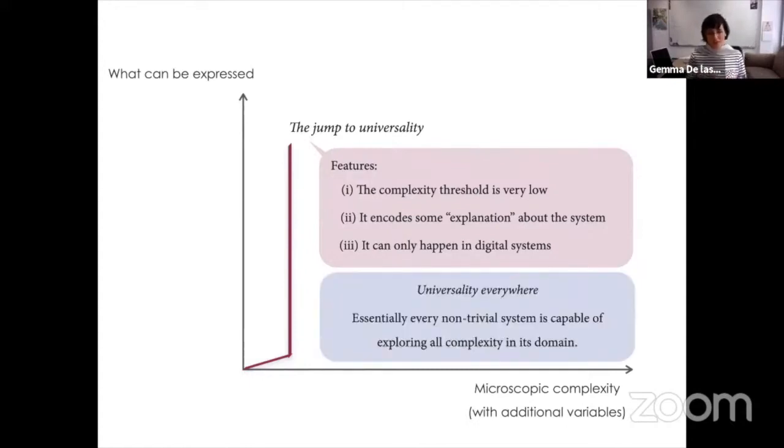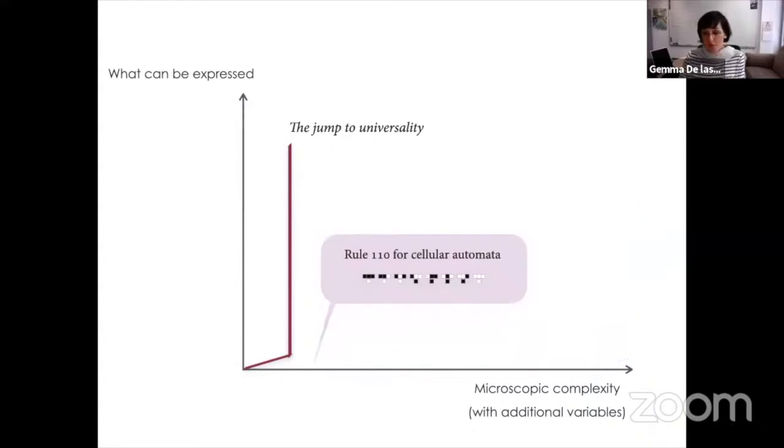So this has led me to propose a sort of principle, which I call universality everywhere, which says that essentially every non-trivial system is capable of exploring all complexity in its domain. So this explains in some plain words and in an intuitive manner why everything is so complex. So obviously this is the case for the examples I showed you at the beginning.